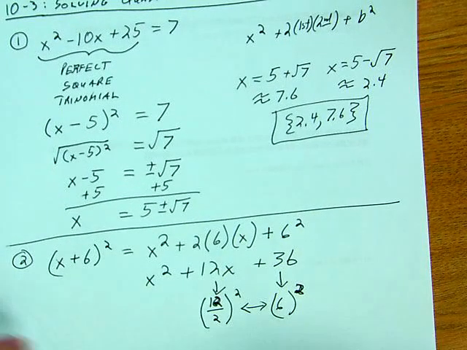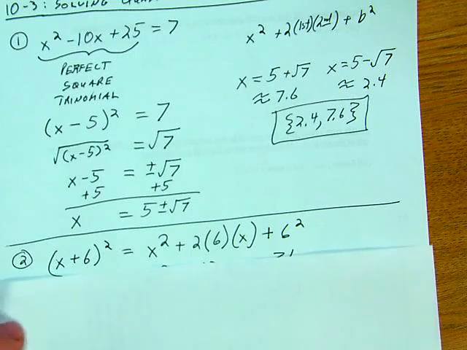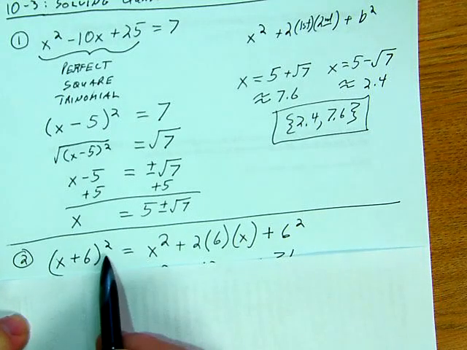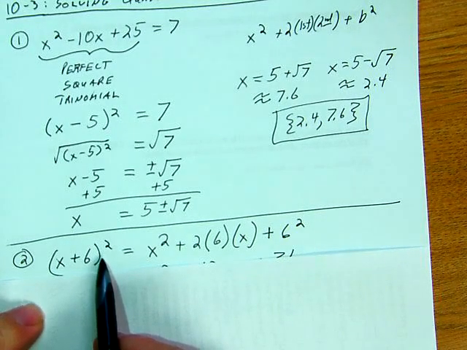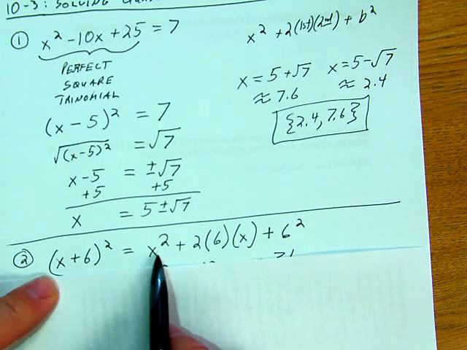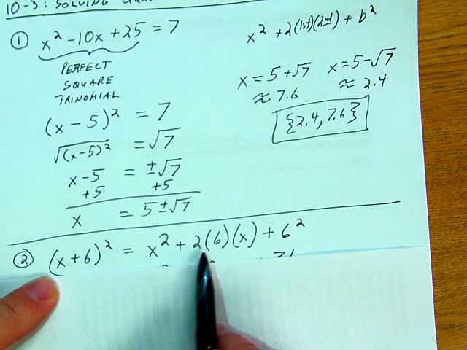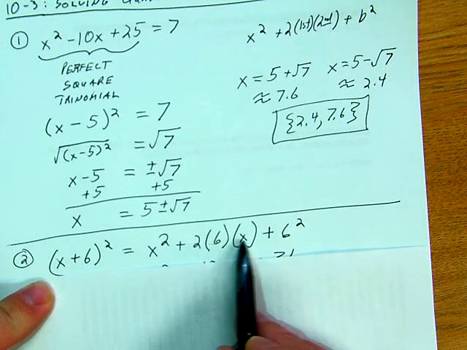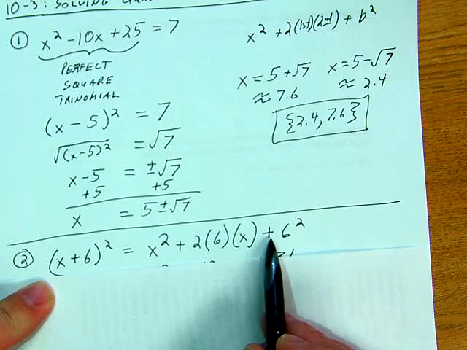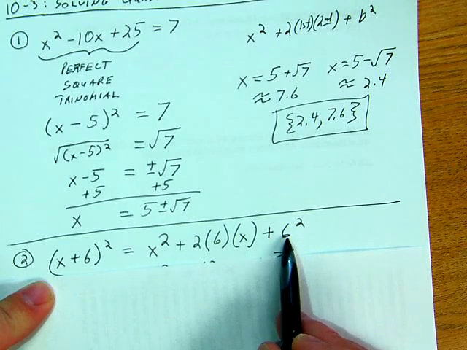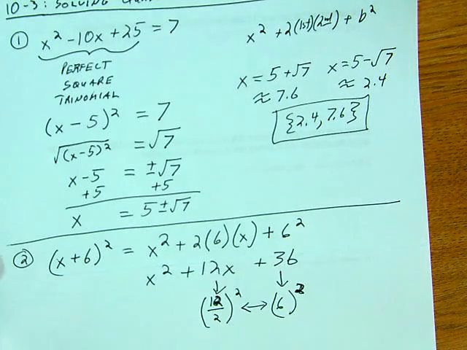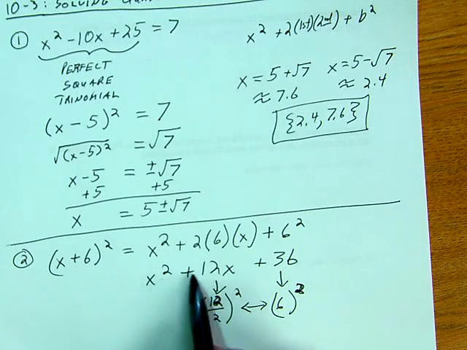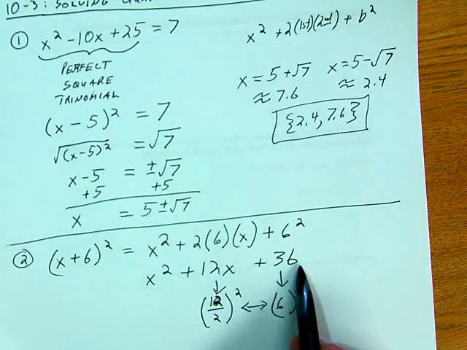Okay. First thing I need to notice is what happens when I have a binomial squared. Okay, it always ends up being the first term squared plus 2 times the first term and the second term, so 2 times 6 times x, and plus the third term squared. So if I carry that out, I get x squared plus 12x plus 36.